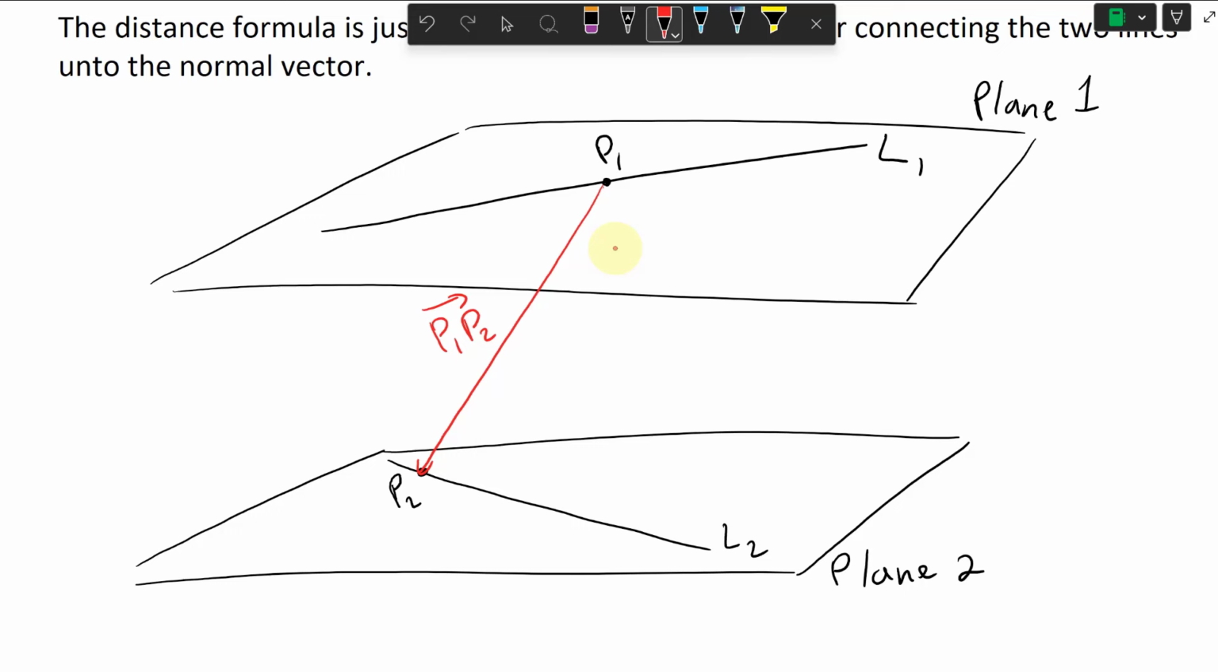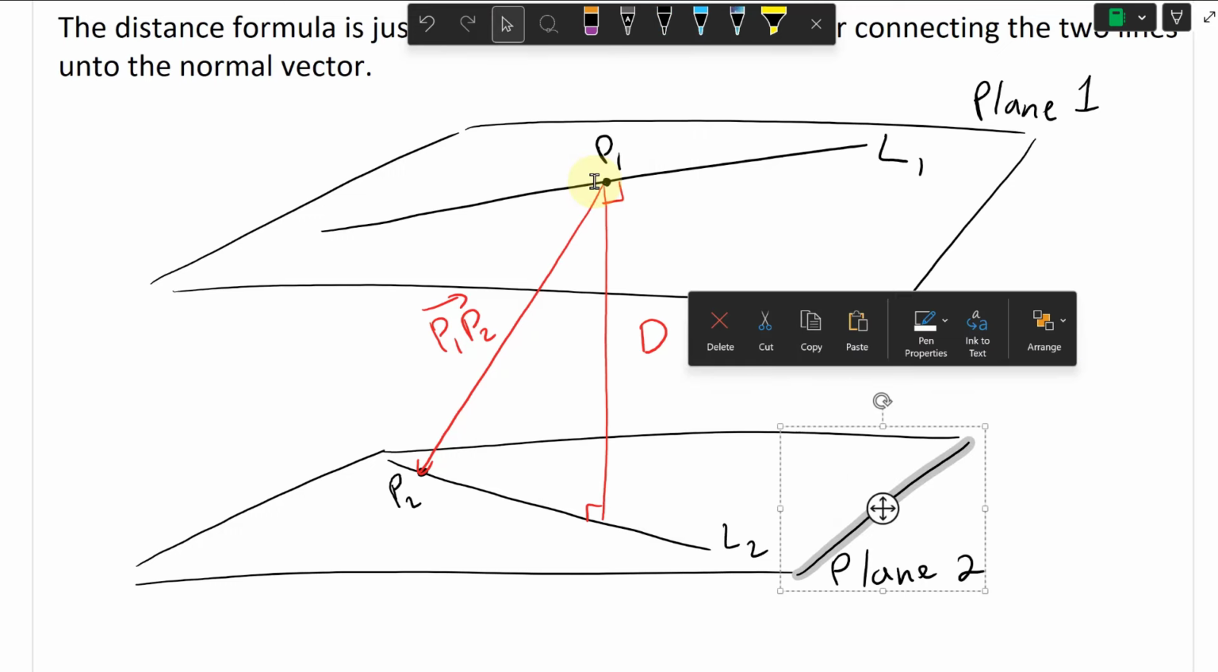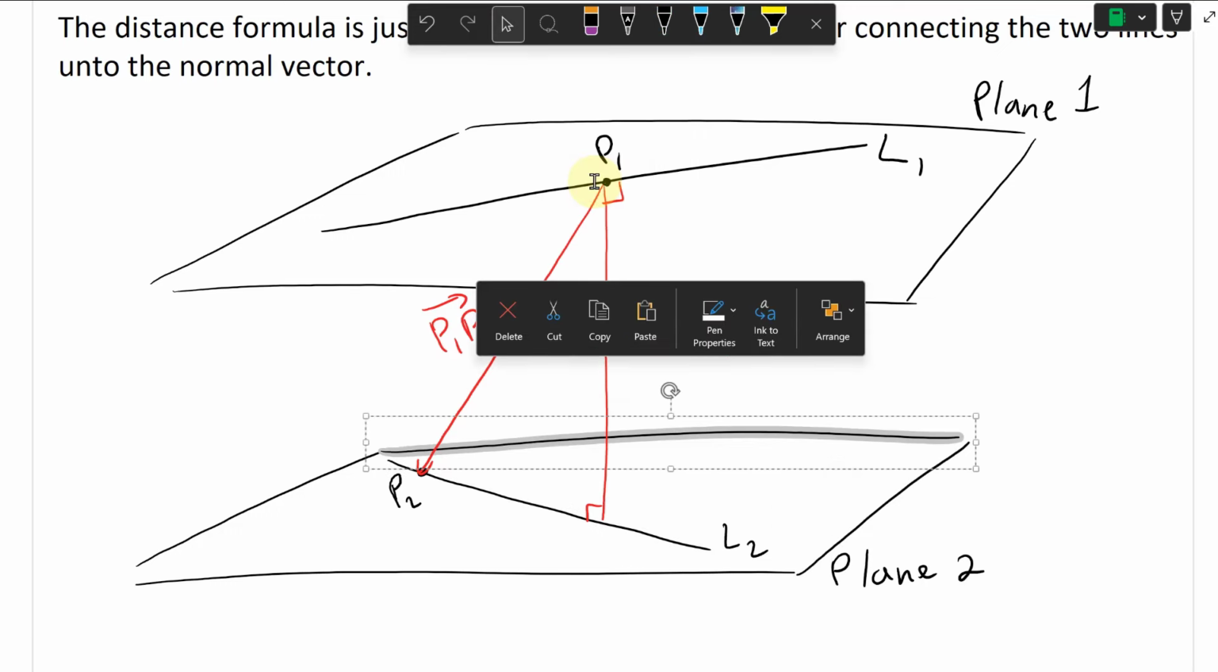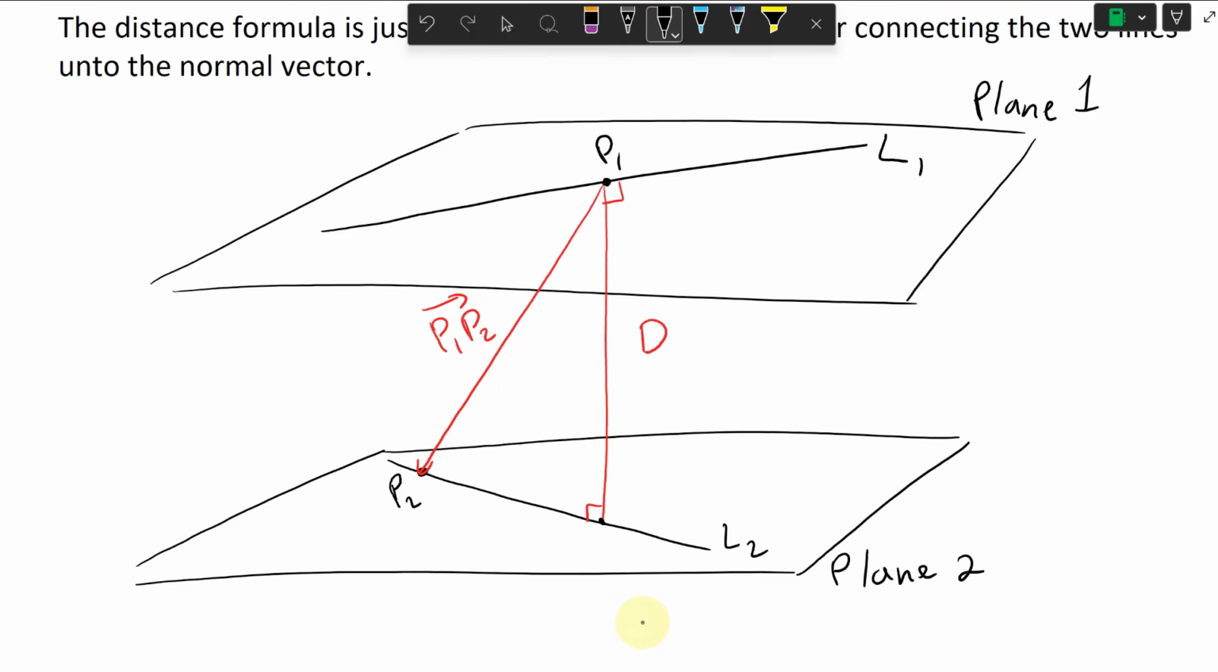So then the distance is going to be along the normal vector. So this is going to be right angles like that, and it's going to be right angles as well from this to that. So this is going to be our distance D, like that. But it also has a normal vector. I'll draw this in black. The normal vector goes like this. This is going to be our normal vector.